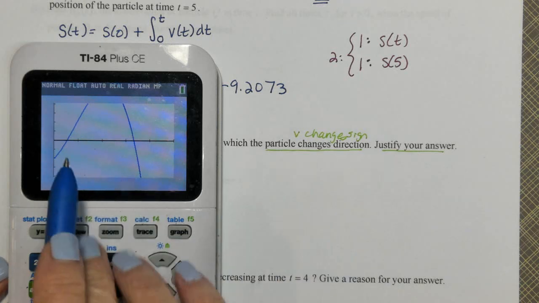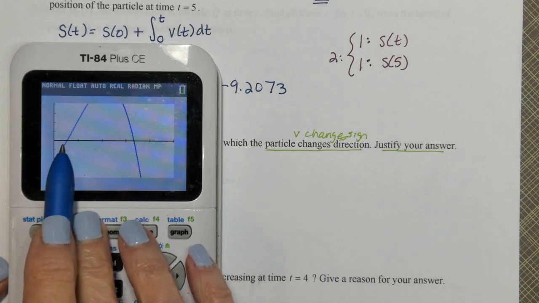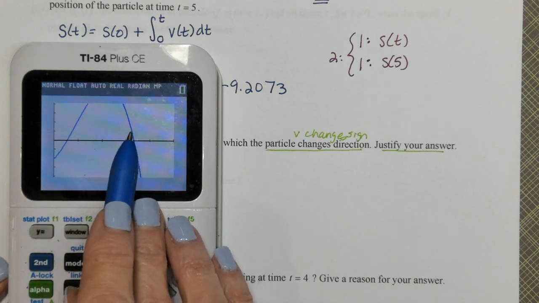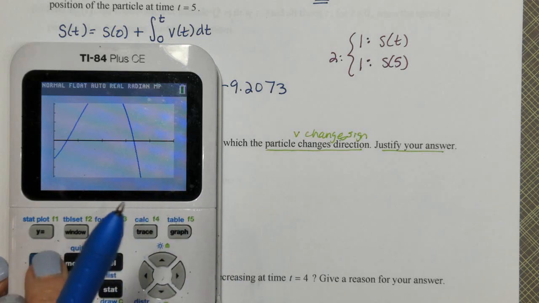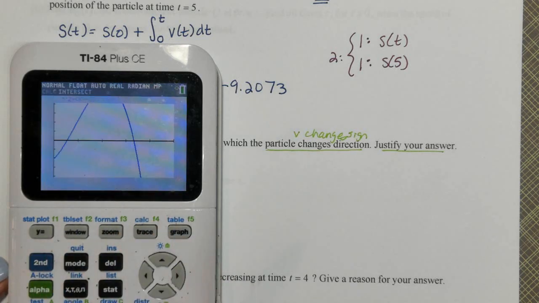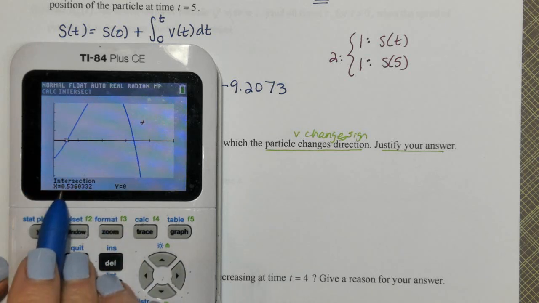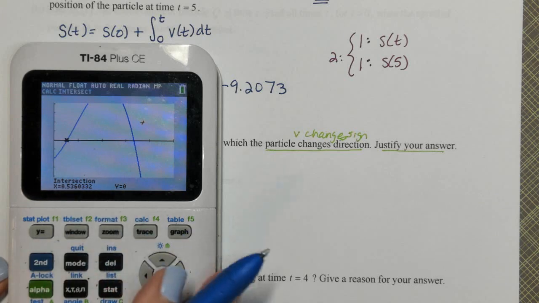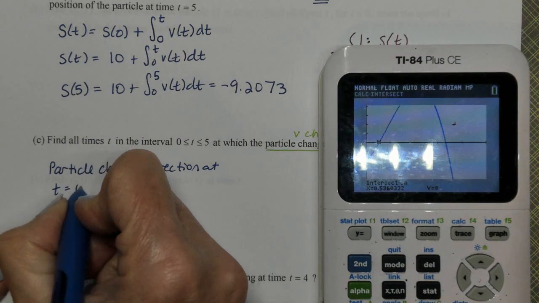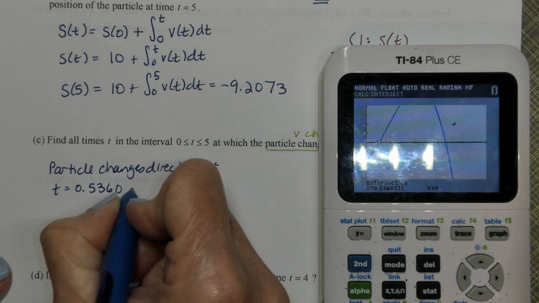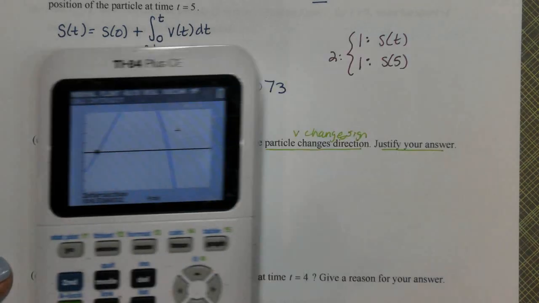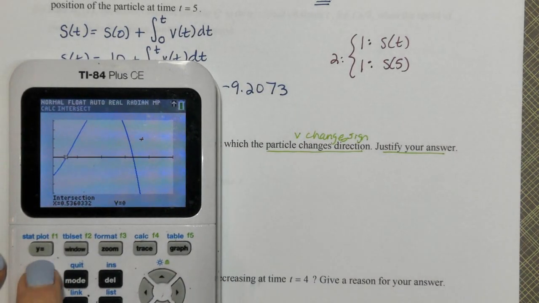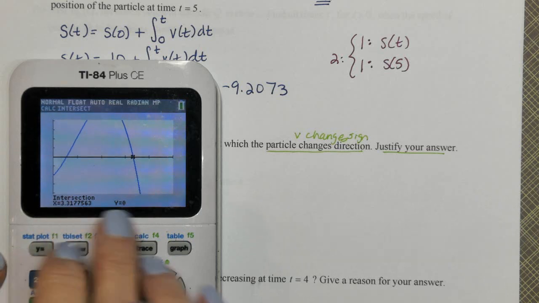And it only changed signs twice. Here it went from negative to positive. Here it went from positive to negative. So we're going to find those two times. Second calc, 5, enter, looks like about a half. 0.5360. And we'll go get the other one. Second calc, 5, enter, that looks like it's about 3.5. 3.3177.